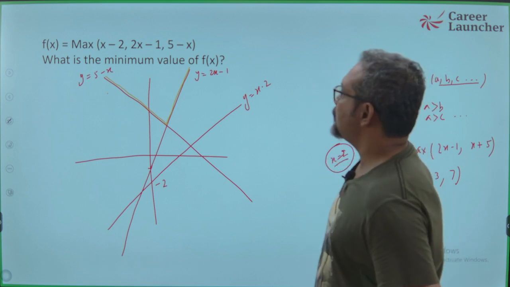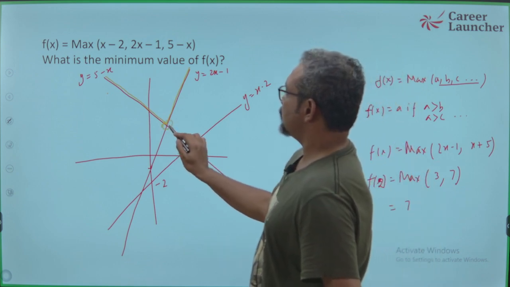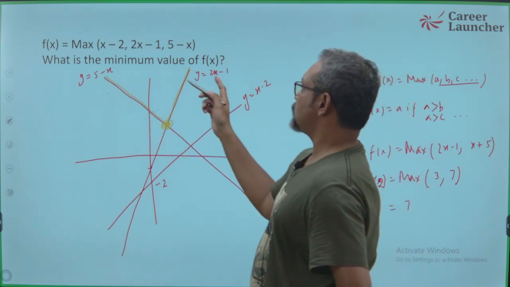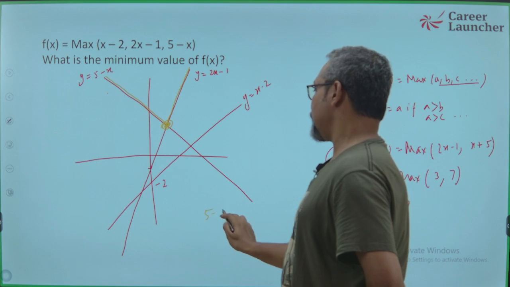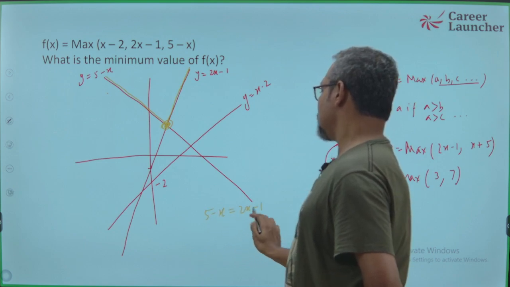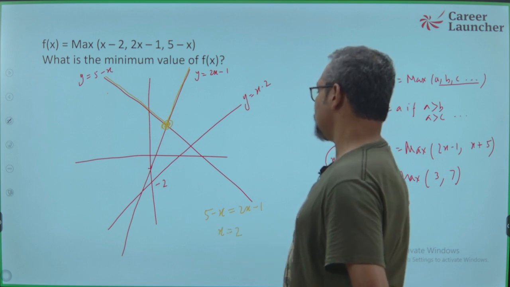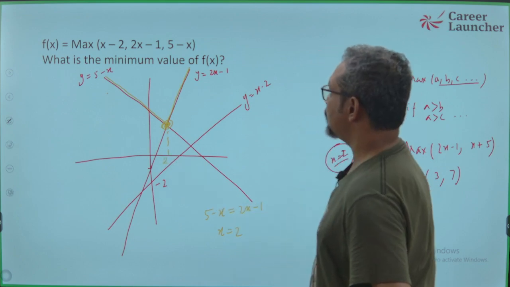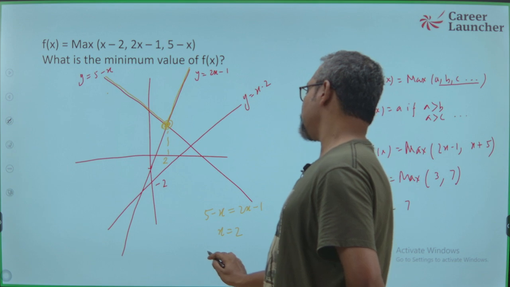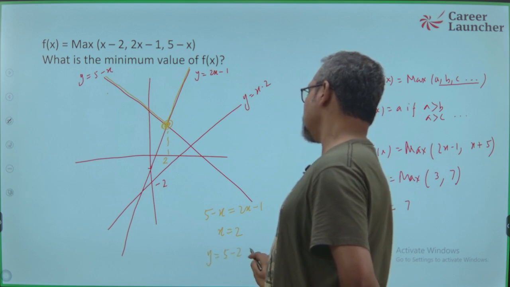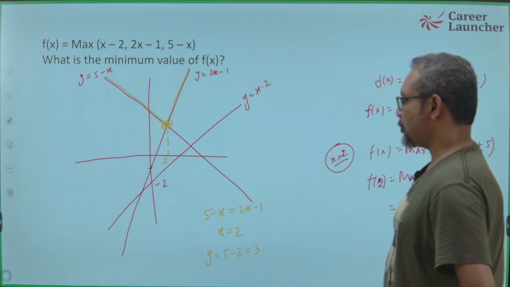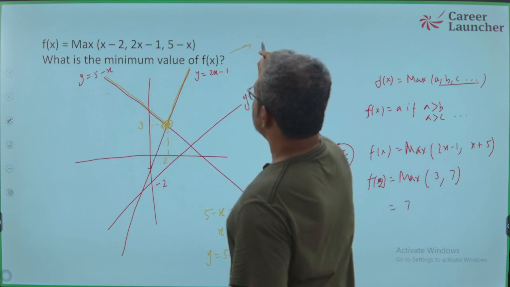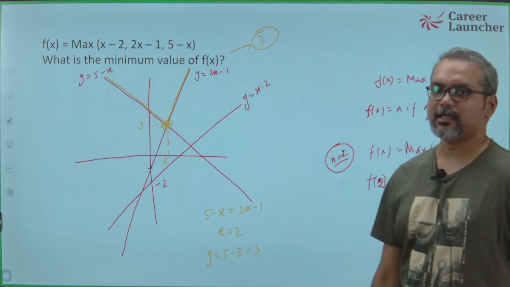So, they are asking what is the minimum value? Obviously, this is the minimum value. There is no doubt about it. This will be obtained by solving these two. So, let us solve it. 5 minus x equal to 2x minus 1. So, 3x equal to 6, x is 2. So, at x equal to 2, we are going to get the minimum, and therefore, the value would be 5 minus 2, 3, or you plug in 4 minus 1, 3. So, this value is 3. So, the answer to this question is 3 is the minimum value. So, it is done best with graphs.